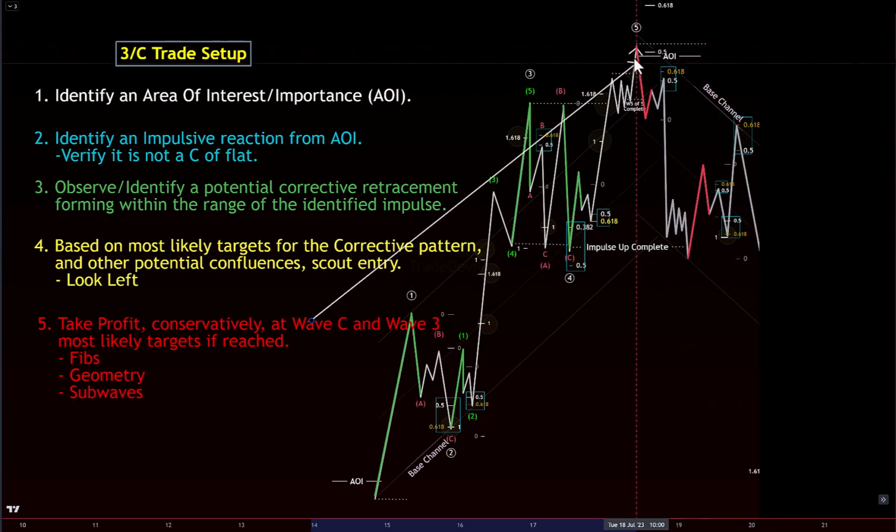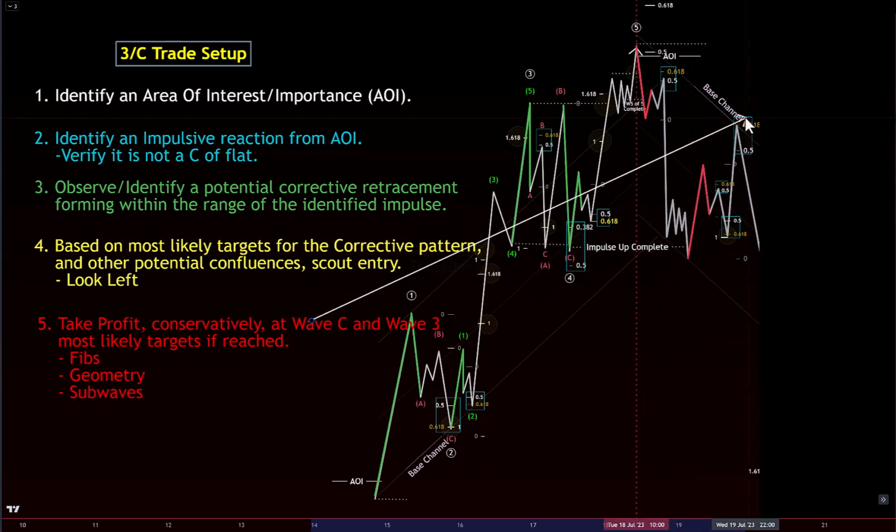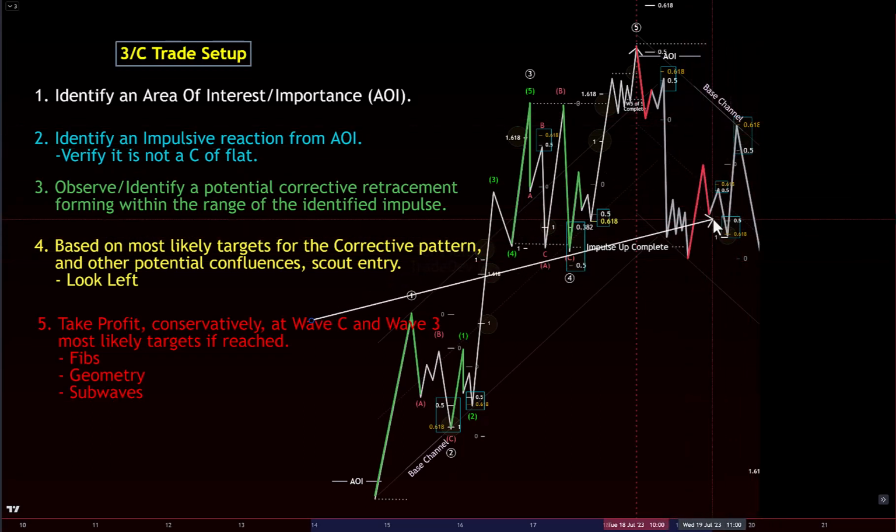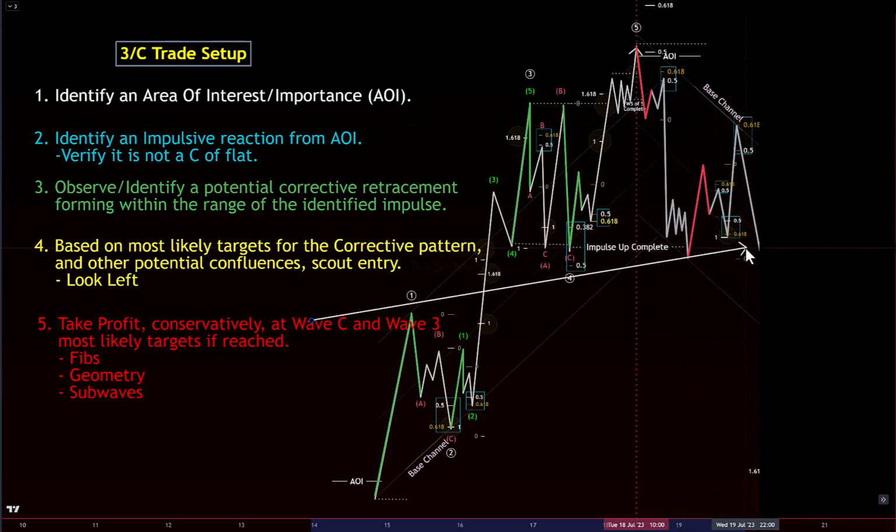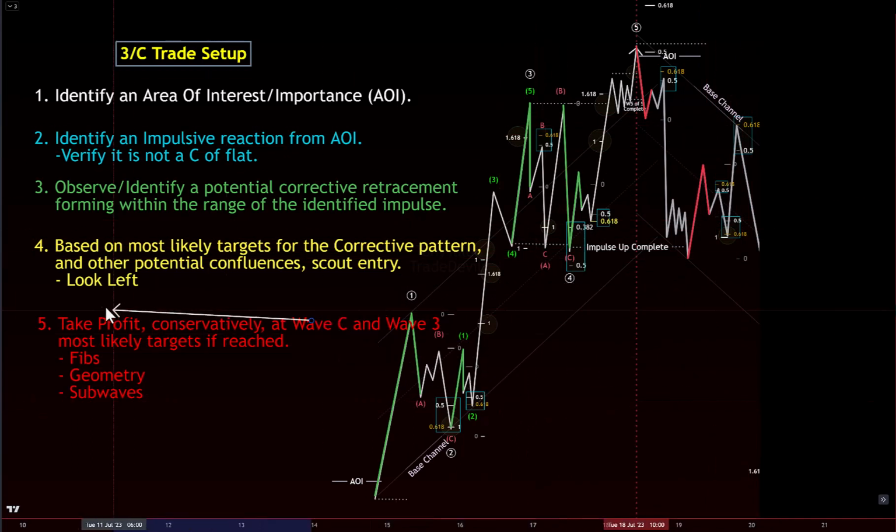So, okay, what's the most likely target for a zigzag? We have an impulsive move down. We have this corrective move internally, and we have a break of this down, which completes this as a potential zigzag. So now we're going to be looking for a trade entry.